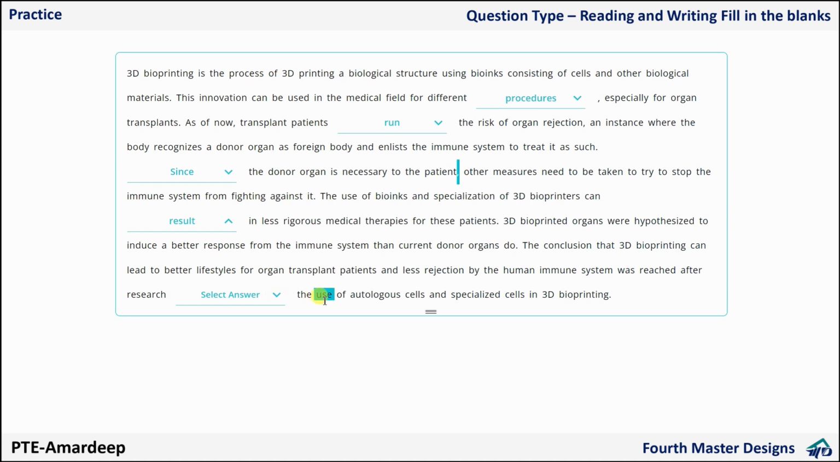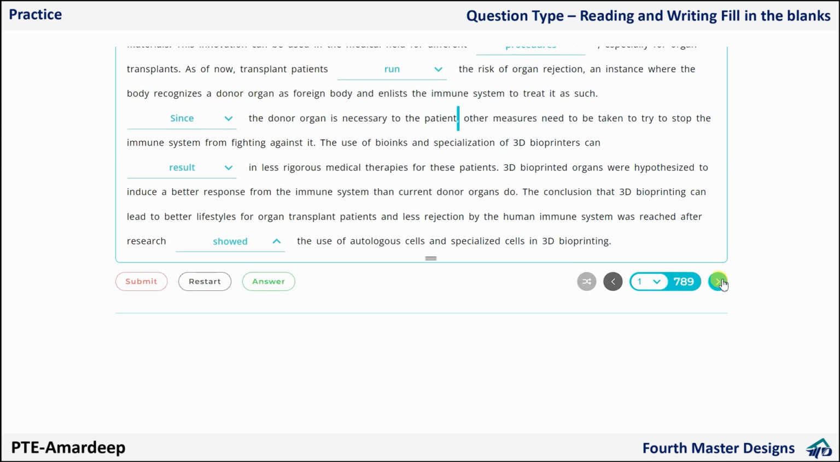after research dash the use. After the research showed the use of this one and this one in 3D bioprinting. So that's how you need to answer these questions. This one is based on tense, present simple, this one sentence structure, this one again based on tense, this one again based on tense. Okay, let's jump on to the next one.